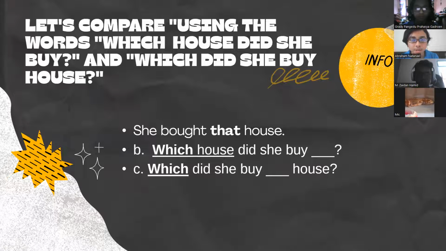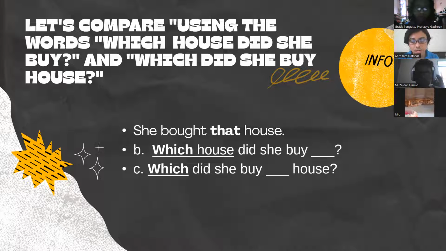Now, let's compare the words. Which house did she buy, and which did she buy house? The original sentence is she bought that house. Now, if we were to revert it into another form of sentence, it would be the first form, which is the B. Which house did she buy? The WH expression here being the which, and the noun or the other expression being the house.